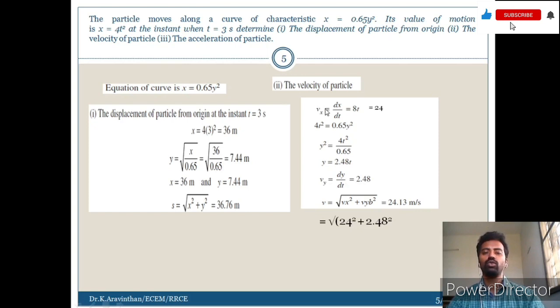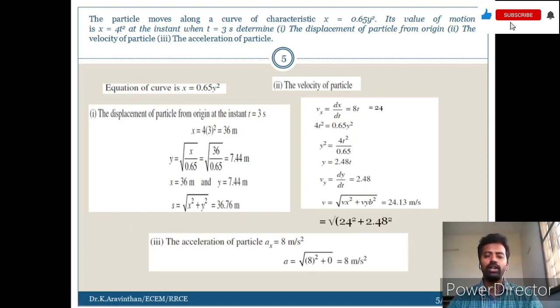So if you know the y component and the x component, you can square it and root it for identifying the velocity in a curved path. Finally, 24 square plus 2.48 square, if you root that, you will be getting 24.13 meter per second.